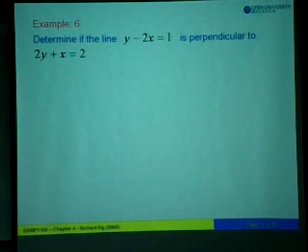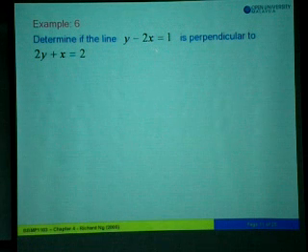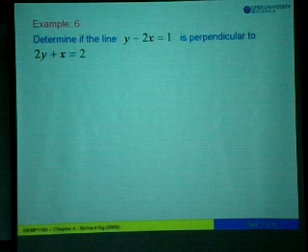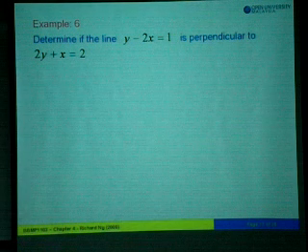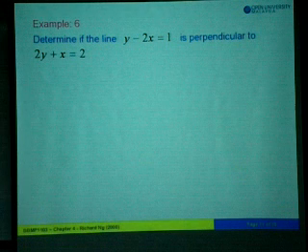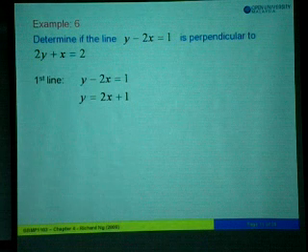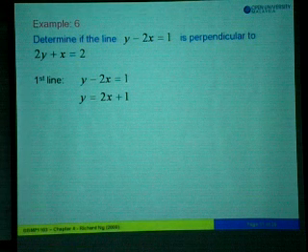Next, example 6. We are asked to determine if the line y minus 2x equals 1 is perpendicular to 2y plus x equals 2. Remember, for two lines to be perpendicular, the product of the two gradients must equal -1. So let's start off with equation 1: y minus 2x equals 1.